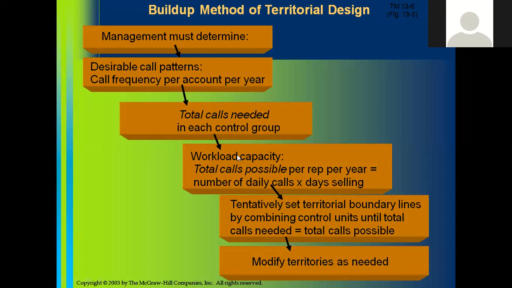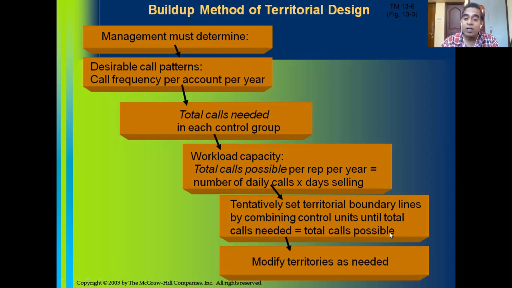Okay, so once we determine workload capacity, that is total calls possible per rep per year, which is 1,500 sales calls per sales rep per year, then tentatively set territorial boundary lines by combining control units. Control units are nothing but here Bengaluru, Mysuru and Mangaluru. Combine control units until total calls needed are equal to total calls possible, which is 1,500 sales calls per sales rep per year.